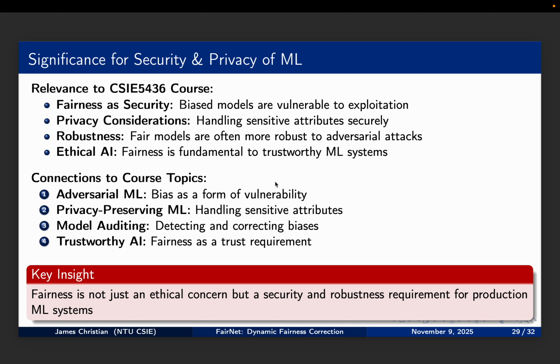The connections to course topics are first, adversarial ML: bias is a form of vulnerability. Second, privacy preserving ML in handling sensitive attributes. Third, model auditing for detecting and correcting biases. Fourth, trustworthy AI, where fairness is a trust requirement. The key insight is fairness is not just an ethical concern, but a security and robustness requirement for production ML systems.